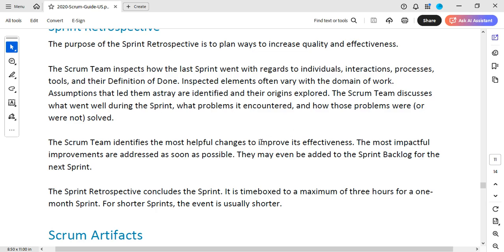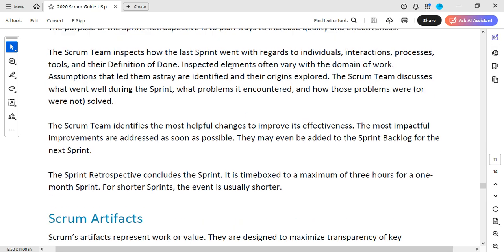The Scrum team inspects how the last sprint went with regards to individuals. Okay, how did we do individually? Interaction, how was our communication? How was our collaboration? Processes, did we follow through the Scrum framework? Tools, did we use appropriate tools, maybe Jira and stuff like that? And their definition of done. Did we meet our definition of done?